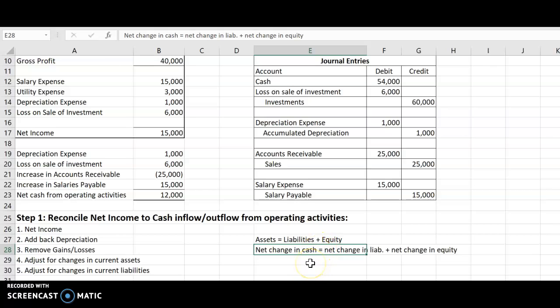So let's further break that down. If I wanted to know just about my net change in cash, that's the only thing I want on this side. Well, net change in liabilities and net change in equity is already on the other side. But I need to get all my other assets on the other side of the equal sign. So I would say minus, to get it to the other side, non-cash assets.